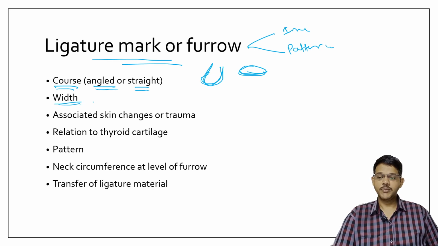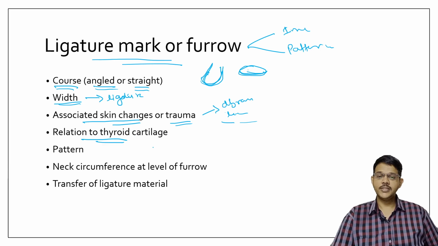Then width of the ligature mark, it has to be correlated with the ligature material, whether the width corresponds to the ligature mark or not. Then whether any skin change or trauma is associated, like any abrasions or lacerations or any type of injury, should be noted down. Then the mark in relation to thyroid cartilage, whether above or below the thyroid cartilage. Above the thyroid cartilage, it is seen in hanging. If it is at the level or below the thyroid cartilage, it is seen in strangulation.